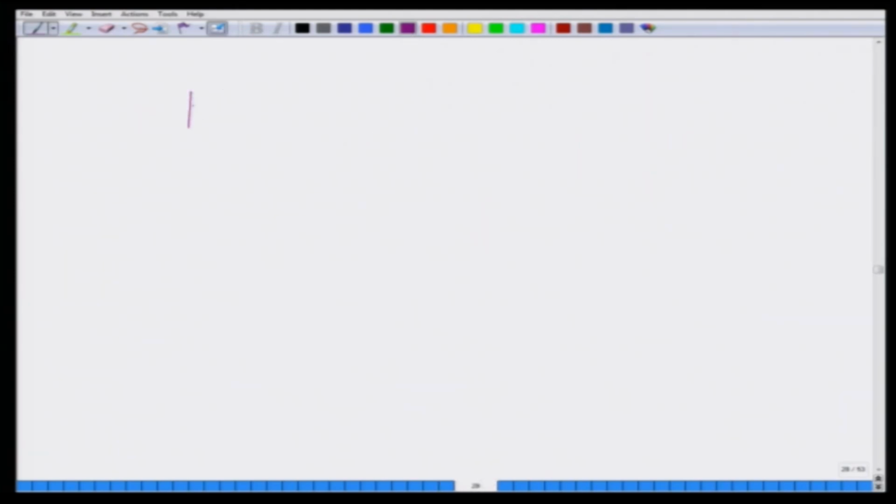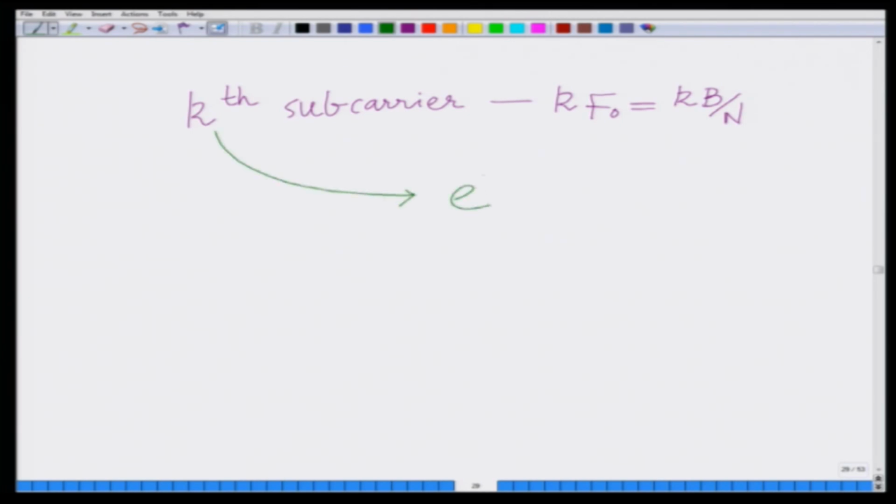The kth subcarrier is centered at k times F naught, that is equal to k times B over N. So, this is the kth subcarrier which is at k times F naught, which is k times B over N, and this subcarrier is given as e to the power of j 2 pi k F naught t.